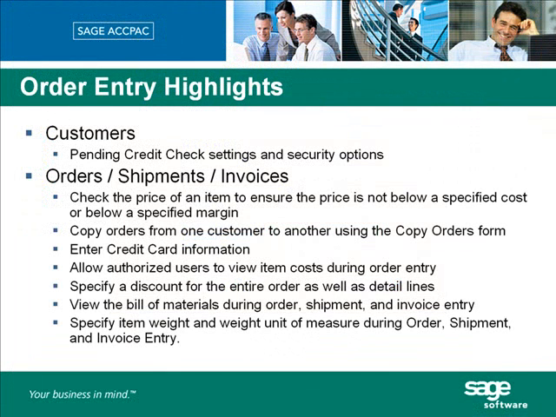The enhancements to Order Entry 5.4 include, under the Customers, new pending credit check settings and security options, and under the Orders, Shipments, and Invoice functions, the ability to check the price of an item to ensure the price is not below a specified cost or below a specified margin, the ability to copy orders from one customer to another, enter credit card information, and to allow authorized users to view item costs during order entry, to specify a discount for the entire order as well as detail lines, and the ability to view the bill of materials and to specify item weight and weight unit of measure during order, shipment, and invoice entry.